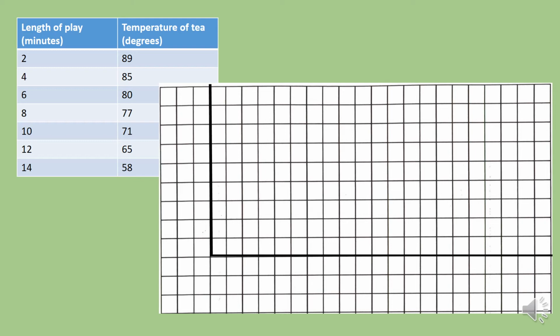For this set of data, I'm not going to do that because the lowest number that we have is 58. And on a graph this size, we would have all of our data at the top, quite squeezed together. It would be very difficult for us to see where the line goes down and where the line goes up. So for this one, we're going to start at, well, what number would we start at?